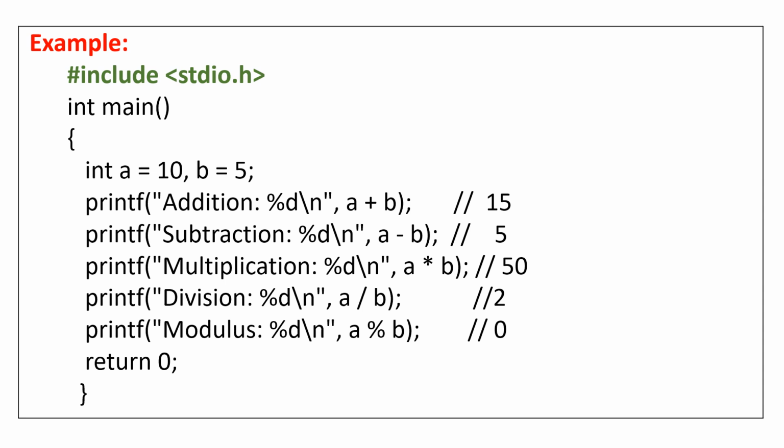If we see this example, this is an example program to perform the arithmetic operations. It starts with the main program. Here two variables are declared, A and B, and we perform addition, subtraction, multiplication, division and modulus, and the results are given there. The results for each operation are given there and it is self-explanatory. So shall we pass on to the next operator.